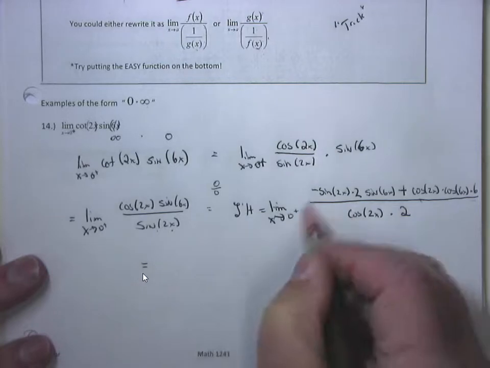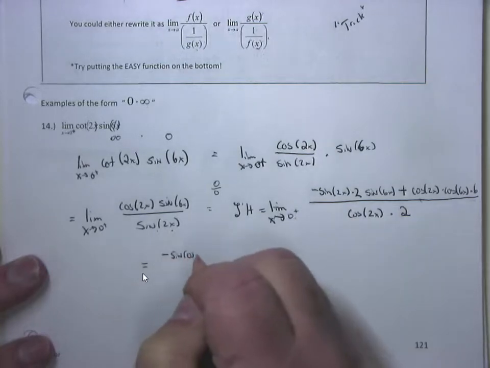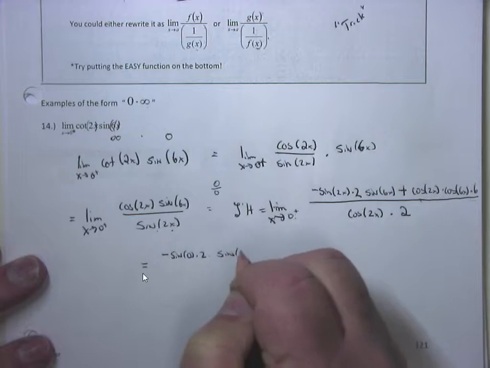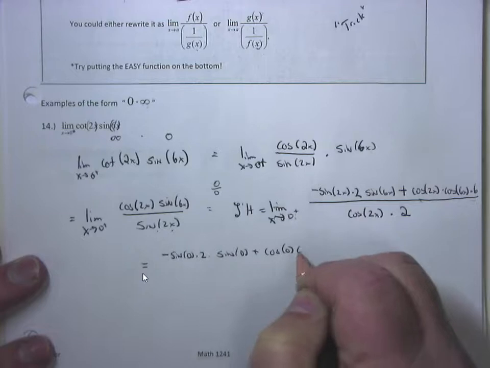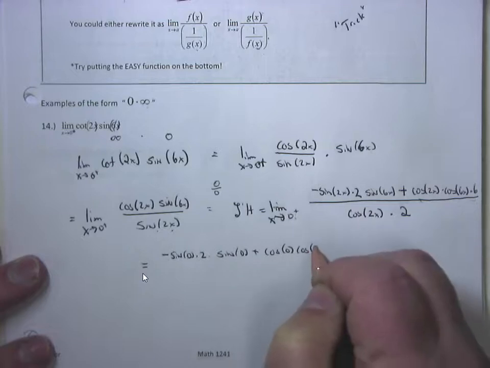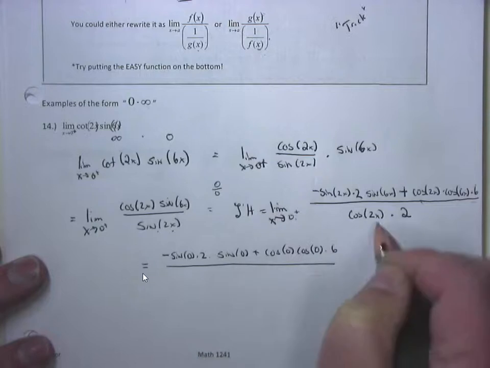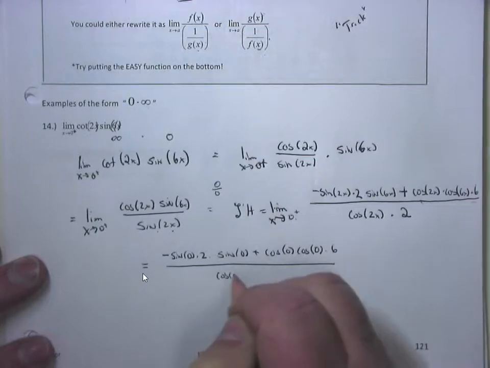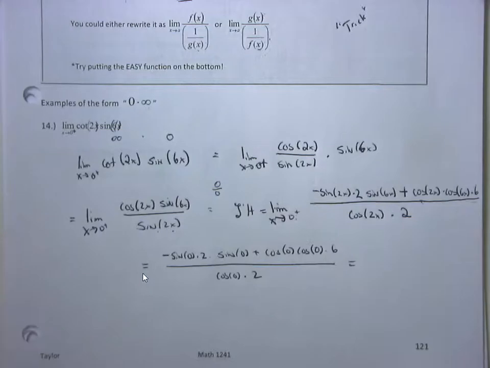When I plug in x going to 0, this will be negative the sine of 0 times 2 times the sine of 0, plus the cosine of 2 times 0, which is 0, times the cosine of 6 times 0, which is 0, times 6, all over the cosine of 2 times 0, cosine of 0, times 2. With me so far? Now, tell me what these trig functions are.